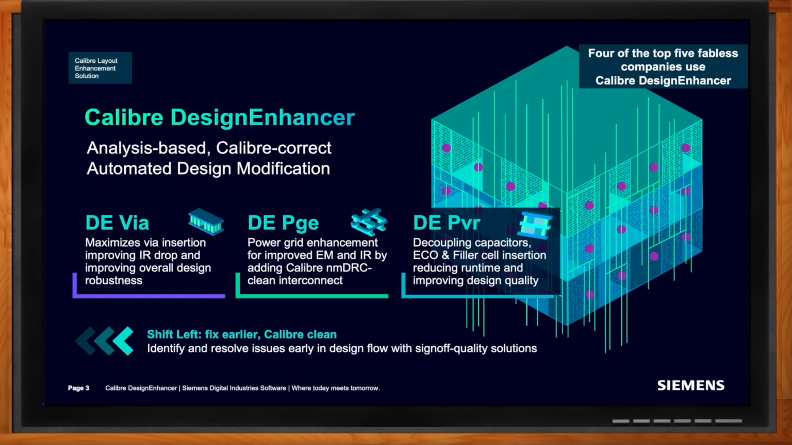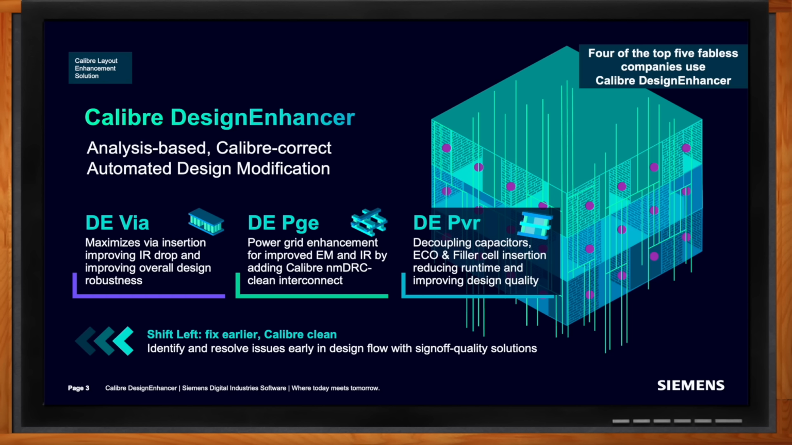by being able to maximize the number of vias that are inserted. So it really focuses on IR drop. Design Enhancer PGE is really focused on adding both the interconnect and the vias that you need to create parallel paths in the power grid structure. And those 2 work quite closely together, focused on IR drop and EMIR issues.